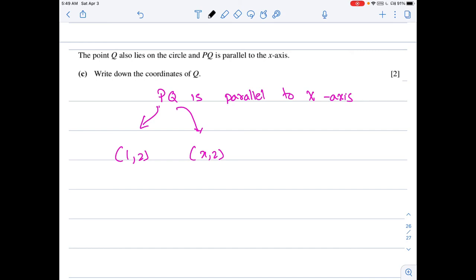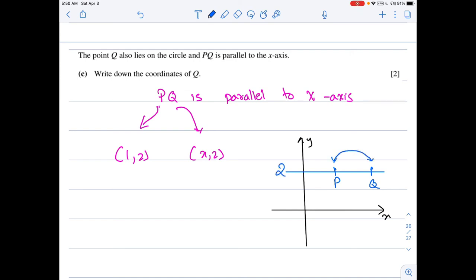I draw the y-axis over here and the x-axis over here. If I draw a straight line PQ, with P over here and Q over here, they are parallel to the x-axis. Whenever it is parallel to the x-axis, you can see that the y coordinates will be the same. If y is 2, it's going to be the same. So I came to know that the y coordinates are the same, which is 2.